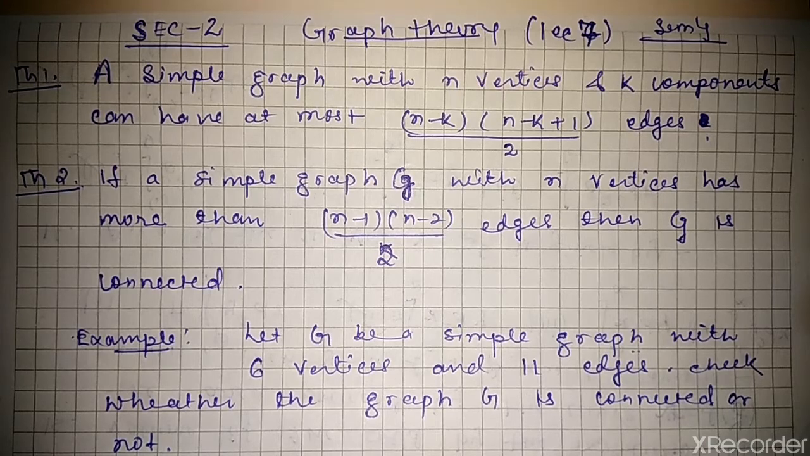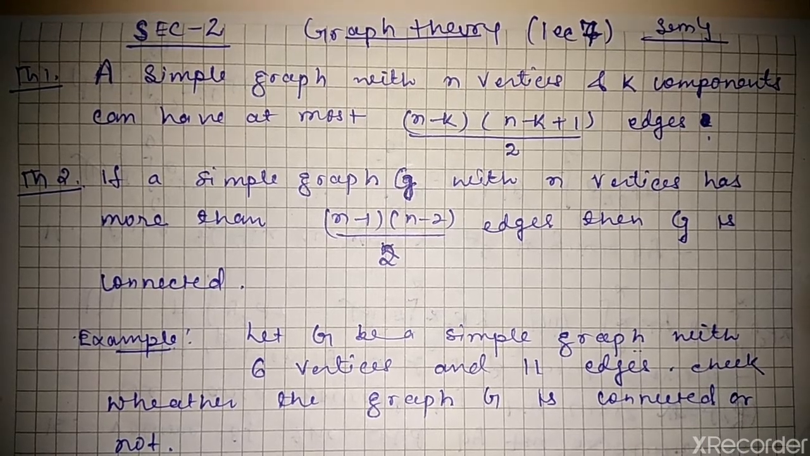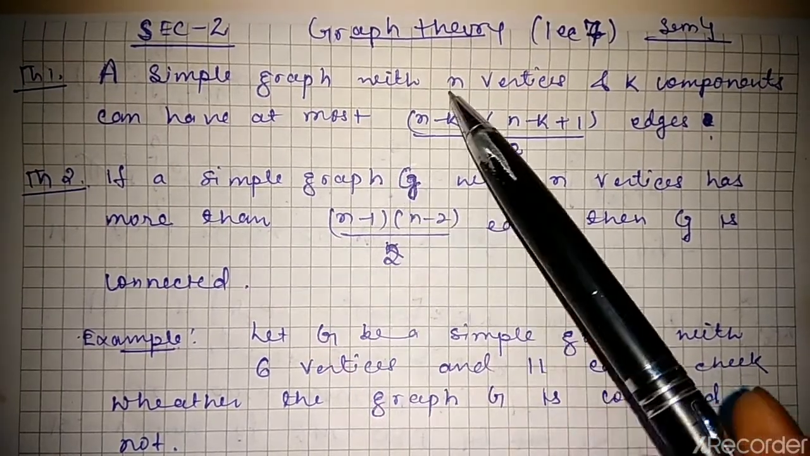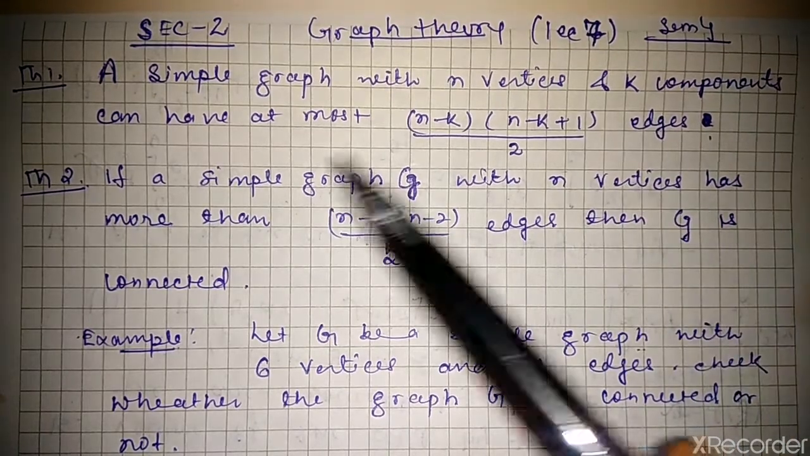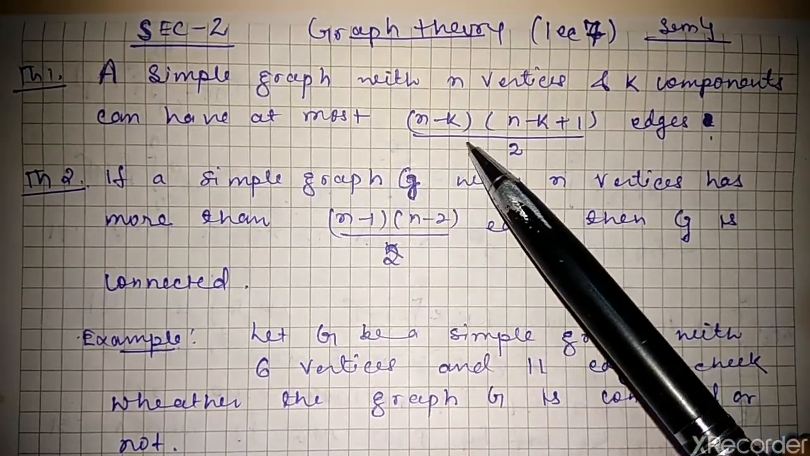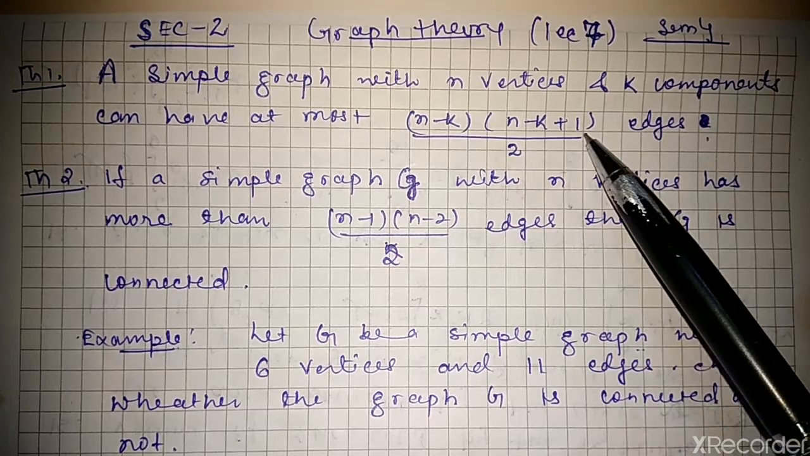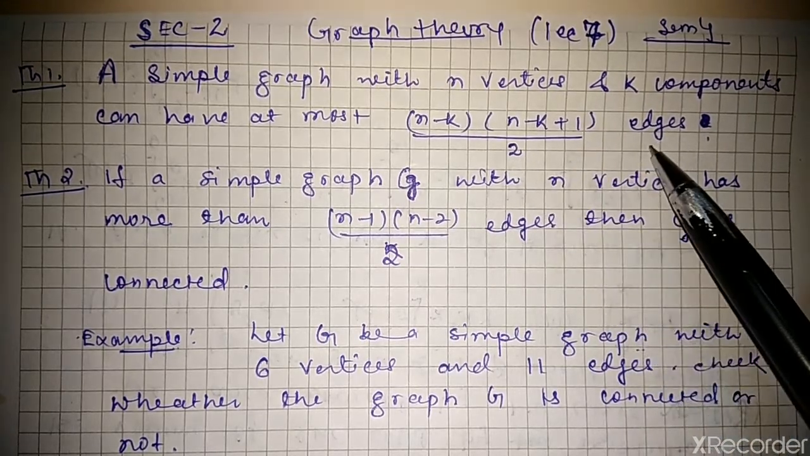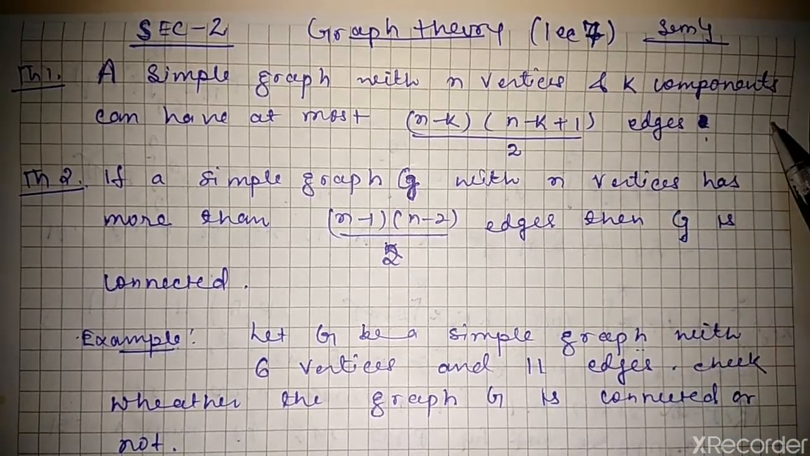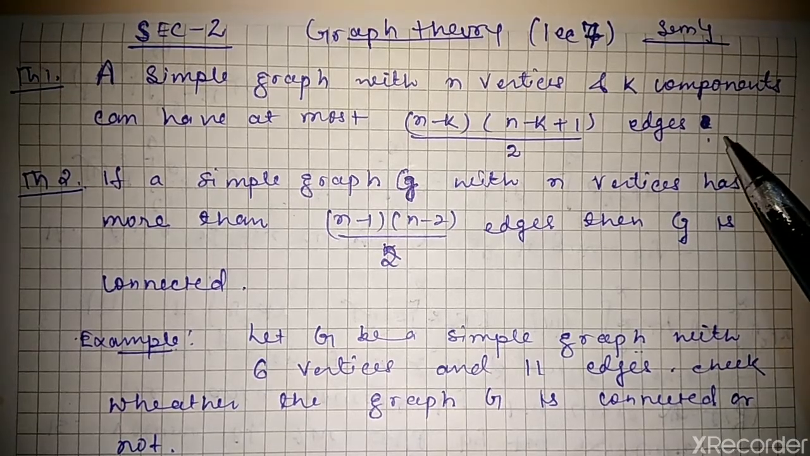It's lecture 7. Earlier I gave lecture 6, in which we discussed the open walk and the closed walk. So today's theorem is: a simple graph with n vertices and k components can have at most (n minus k)(n minus k plus 1) divided by 2 edges. And I have given a PDF of this theorem.